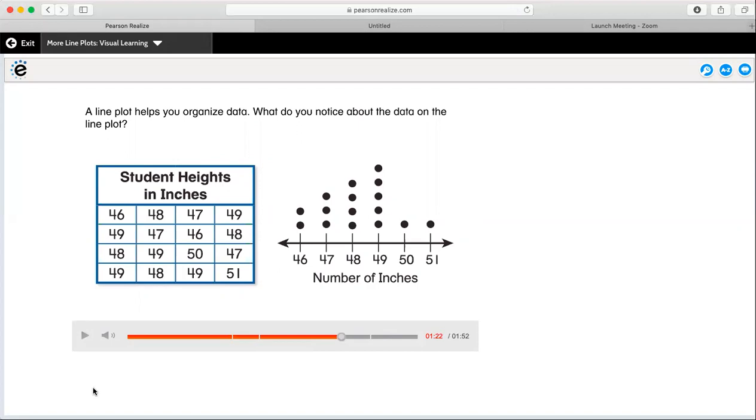So something that I noticed here right away is that 49 inches is the most common height for these students. The most amount of students are measuring at 49 inches. I'm also noticing that most of the class, their heights are in this 40-something measurement. Not a lot of students are measuring larger or taller than 50 inches. You can see that most of the students are 49 inches tall or less.